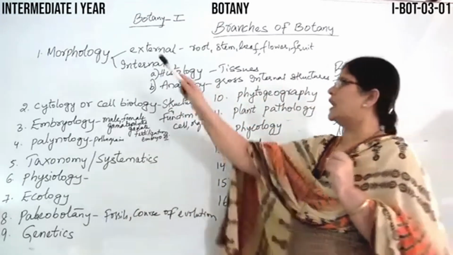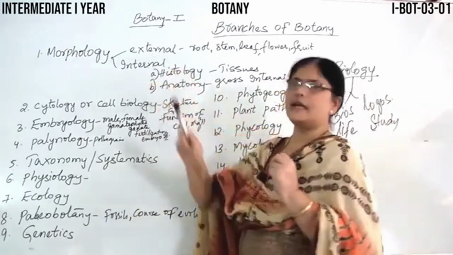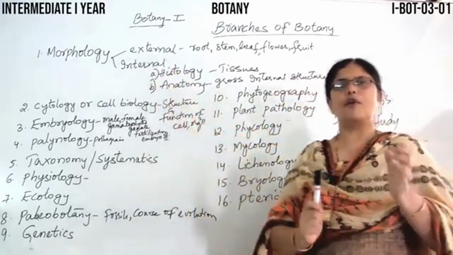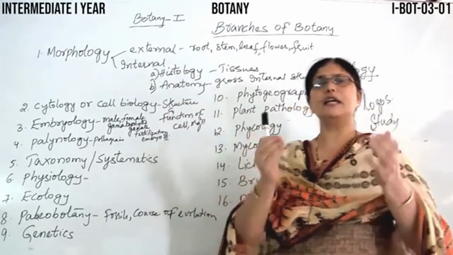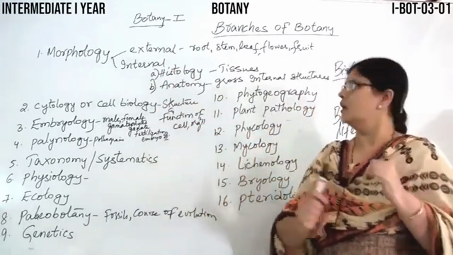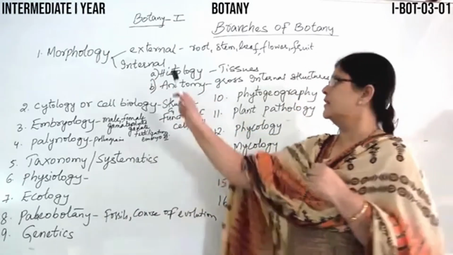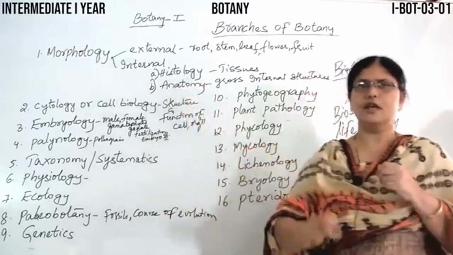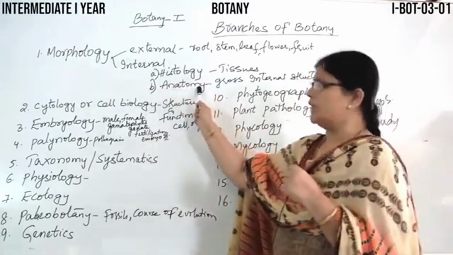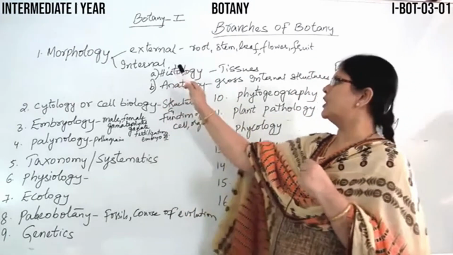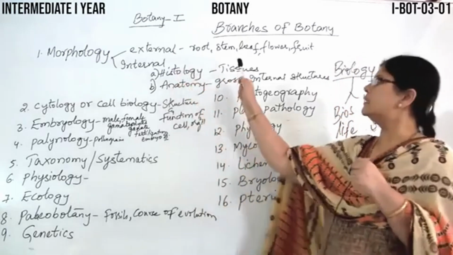Now, coming to the other part of morphology, which is called internal morphology. Internal morphology is nothing but the study of the internal organs of the plant body. These internal organs of the plant body can be studied under two headings. The first one is called histology. The other one is called anatomy. Now, what do we study in histology? In histology, we study the internal tissues.